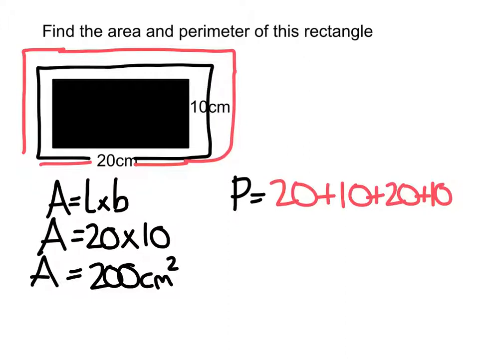Now I just need to add these up. And if I was to do that, I would get 60. Now this is a length, it's the distance around the outside, so the units are just centimetre.